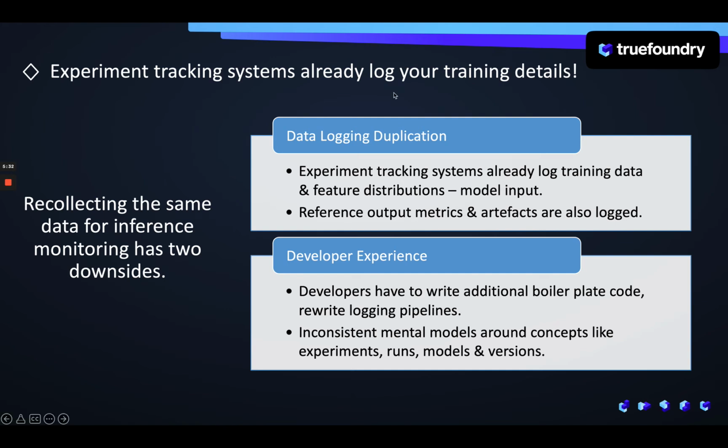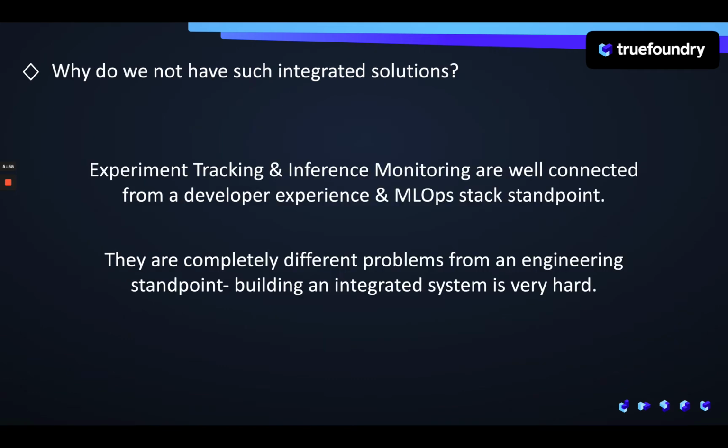So there is some level of data duplication. Besides that, it's also a poor developer experience because developers now have to write completely different types of boilerplate code for their experiment tracking pipelines and their inference monitoring pipelines, and they have to build inconsistent mental models provided by the two different systems if you decided to integrate two different external solutions for these two problems.